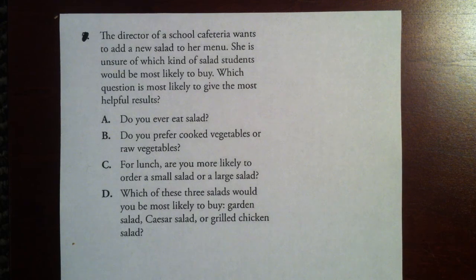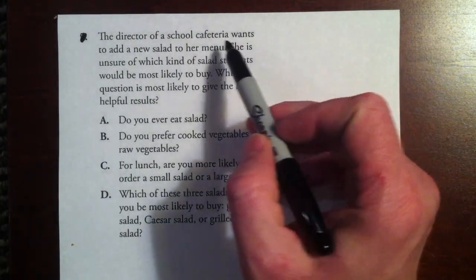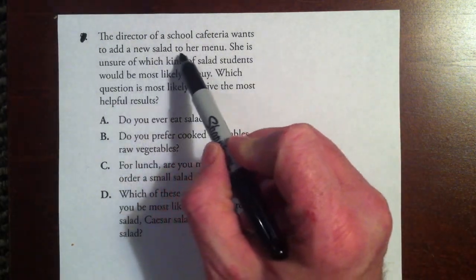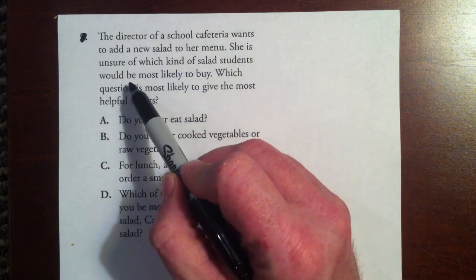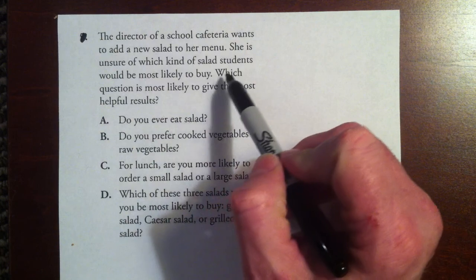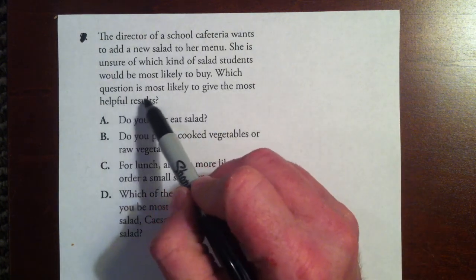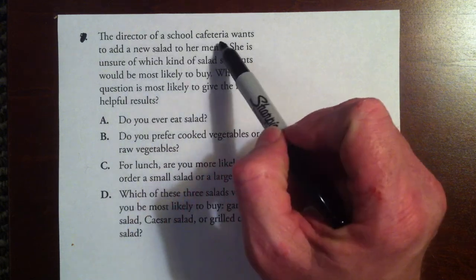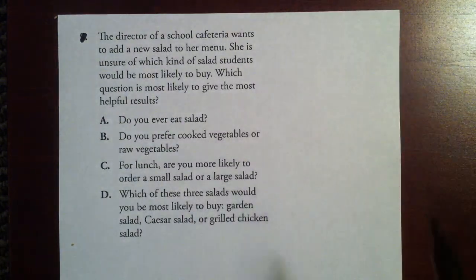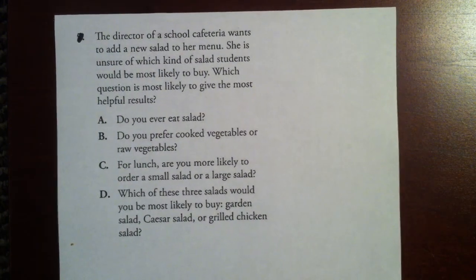Next, the director of a school cafeteria wants to add a new salad to her menu. She is unsure of which kind of salad students would be most likely to buy. Which question is most likely to give the most helpful results? So the director of a school cafeteria, just pretend like we're talking about the director of the school cafeteria at Creekland.